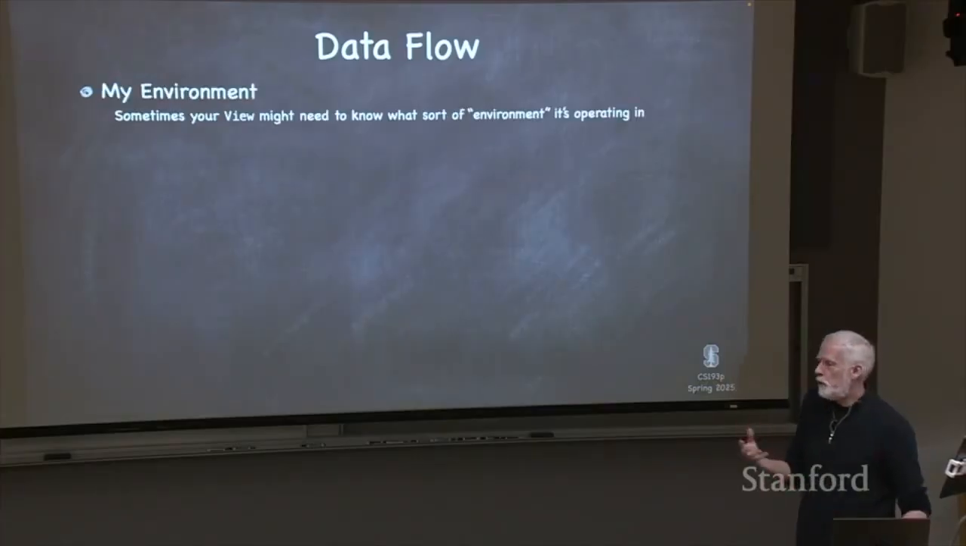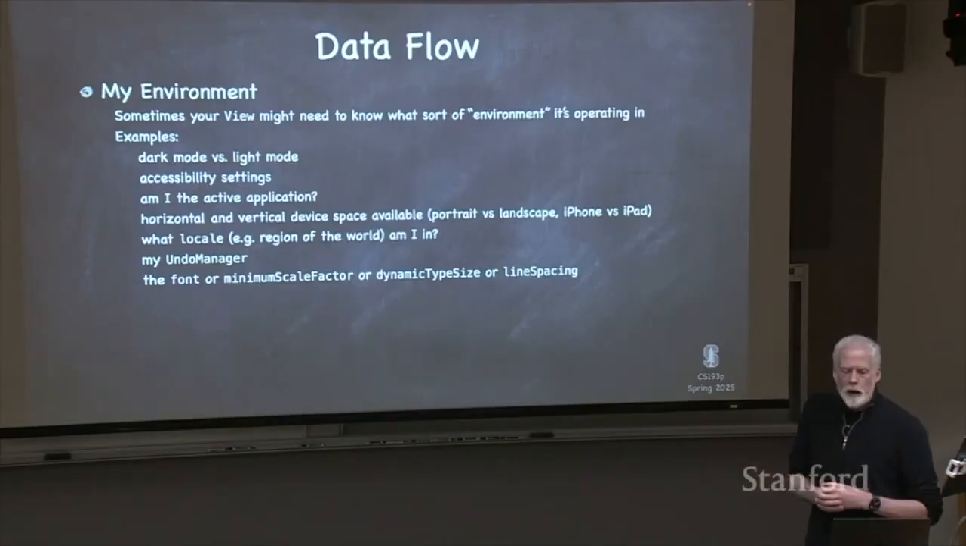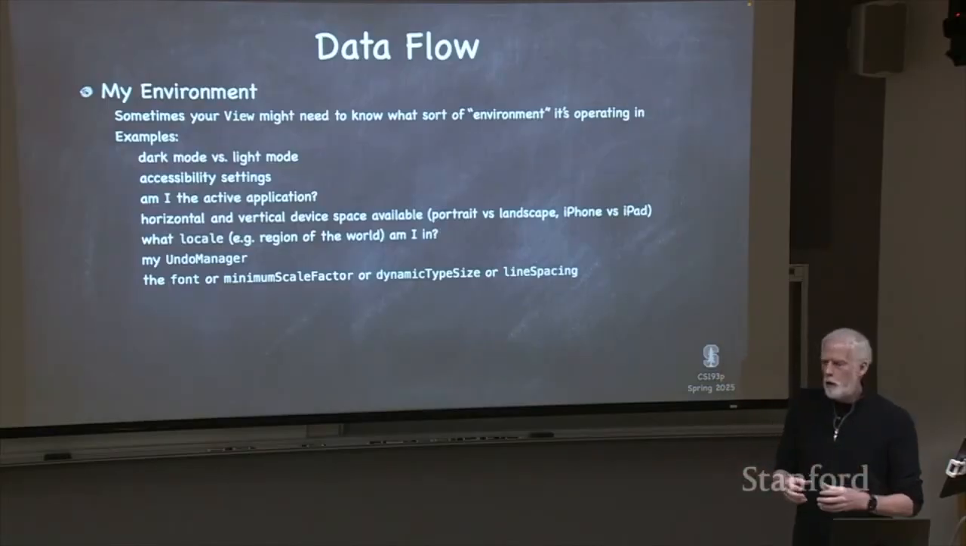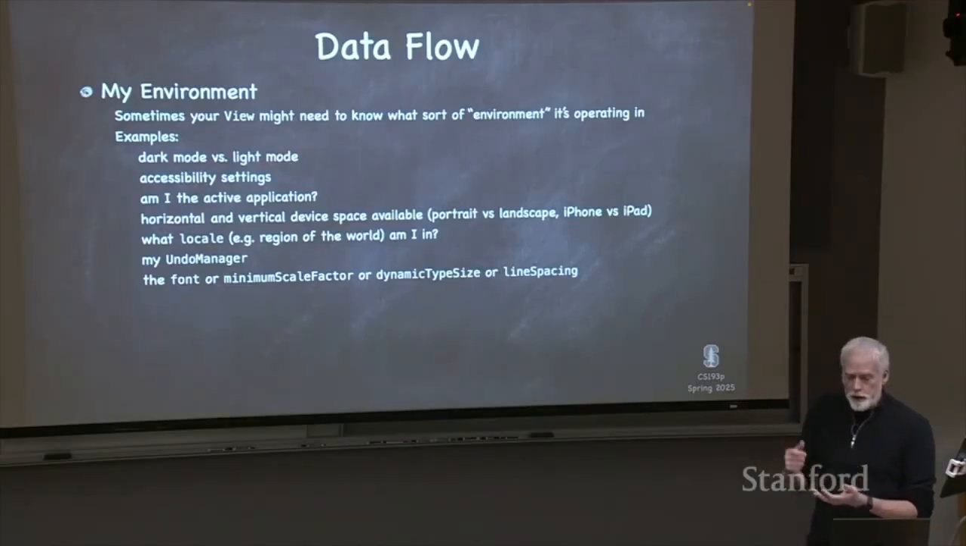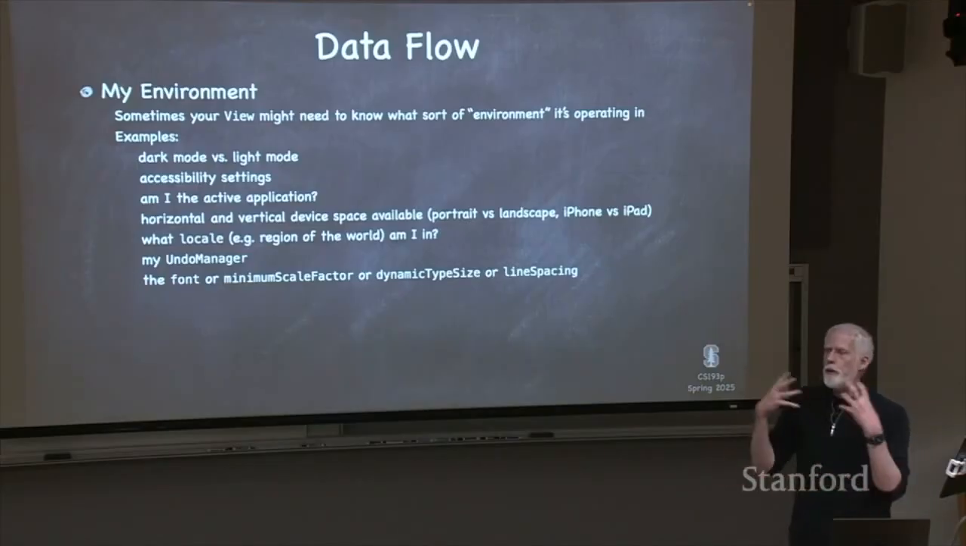So sometimes your view, to draw properly, might need to know what environment it's in. Some examples: am I in dark mode or light mode? Accessibility settings for visually impaired or other kinds of things. Am I the active application right now or not? How much horizontal and vertical space do I have to draw? Am I in portrait mode or landscape mode? What locale am I in? What part of the world is my user? There's a thing called an undo manager for managing undo in your app. Things like font and minimum scale and dynamic type size and line spacing, things like that you set with these view modifiers, they're part of your environment as well.